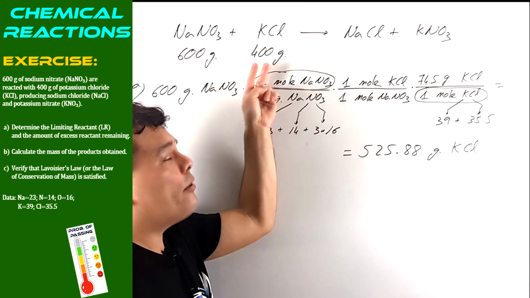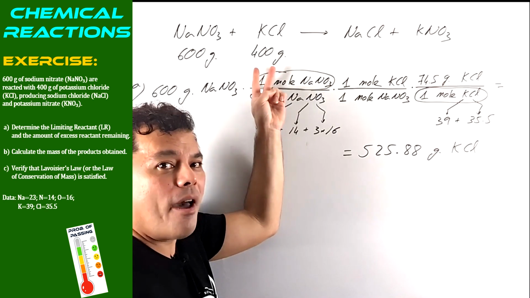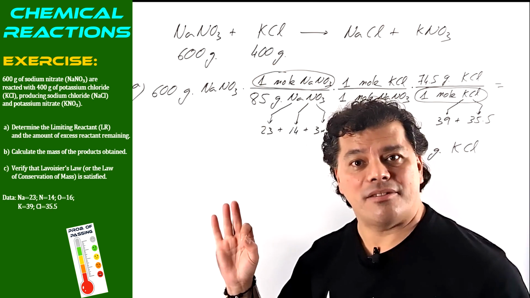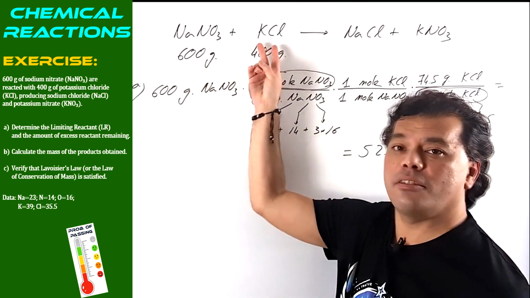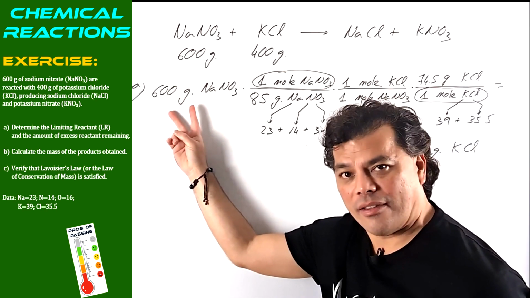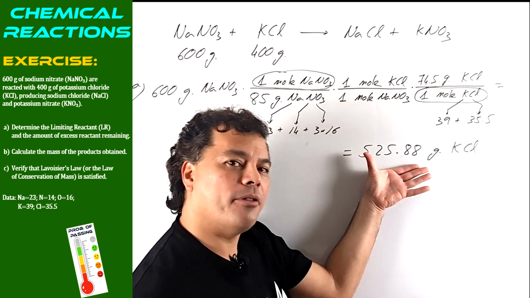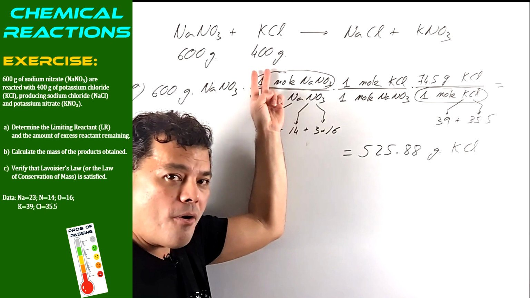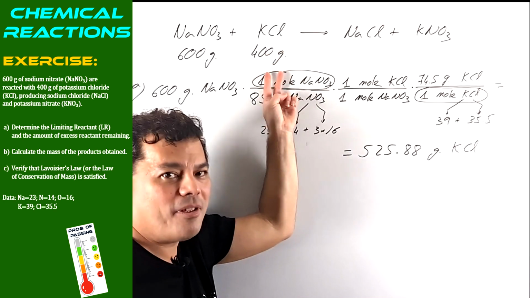So, is there enough substance in this problem? No, there are only 400 grams. So this is the limiting reactant. Please don't forget what we've done. We wanted to know how many grams of potassium chloride will be necessary to react with these 600 grams of sodium nitrate. And our calculations say that it will be necessary 525.88 grams of potassium chloride. Is there enough? No, there are only 400 grams of this substance, so this will be the limiting reactant.